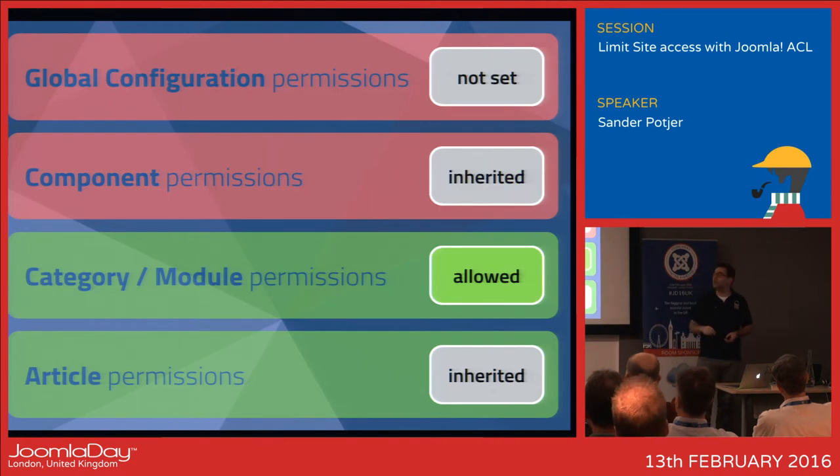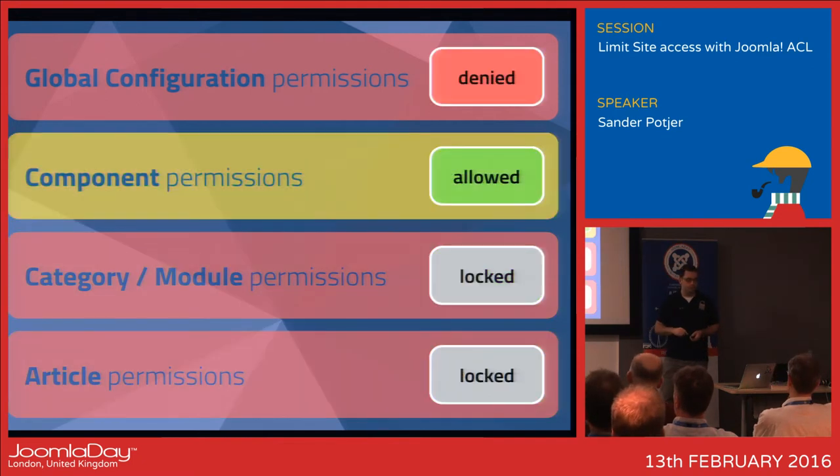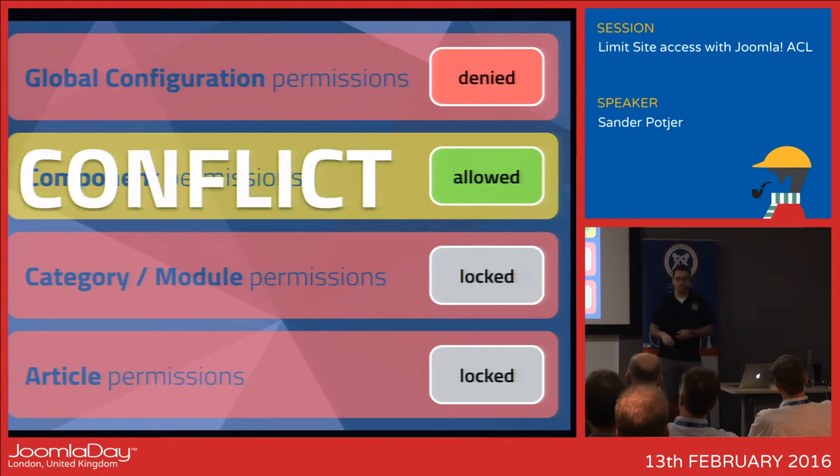You can even go one step further and leave the global configuration to not set, the component options to not set, and only allow the creation of content in one specific category. It's getting complicated when you deny the global configuration. If you then try to allow for a certain component, you won't be able to do it because it's a conflict. In Joomla, deny will always win. So once you set an action to deny, you cannot allow it anymore for any of the lower levels. So try to prevent that denied action as long as possible. Otherwise, your flexibility is gone.